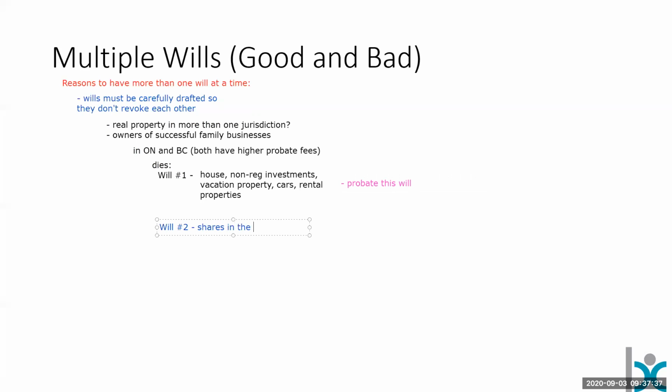Either or, Paul. Yeah. A jurisdiction could mean different provinces. It could mean different countries.